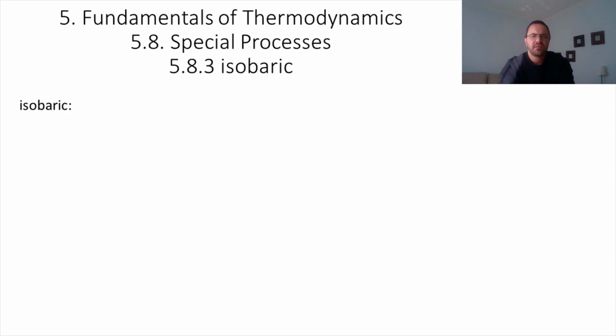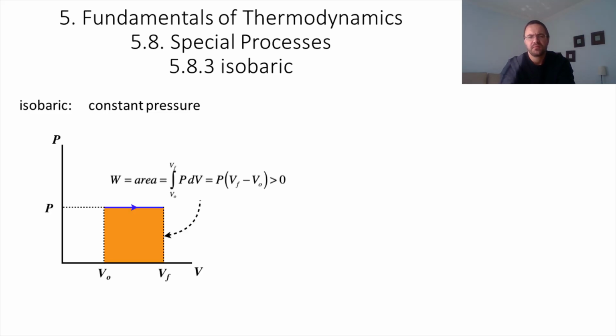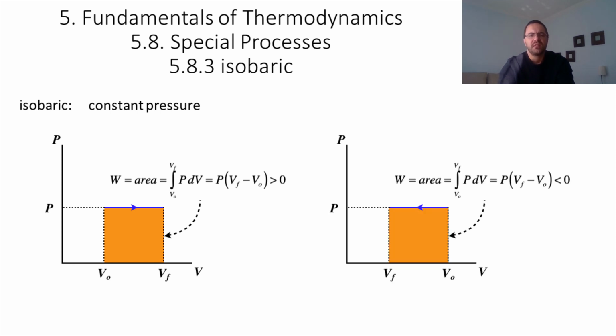Another type of process is the isobaric process. This is a process during which the pressure is constant. On a PV diagram, it would be represented by a horizontal line at constant pressure, and the work is represented by the area below the curve. So it is a rectangle, which is easy to calculate. And we take this as positive if the volume increases, and negative if the volume decreases. In fact, the formula for the work is that the work is equal to P times (V final minus V initial).